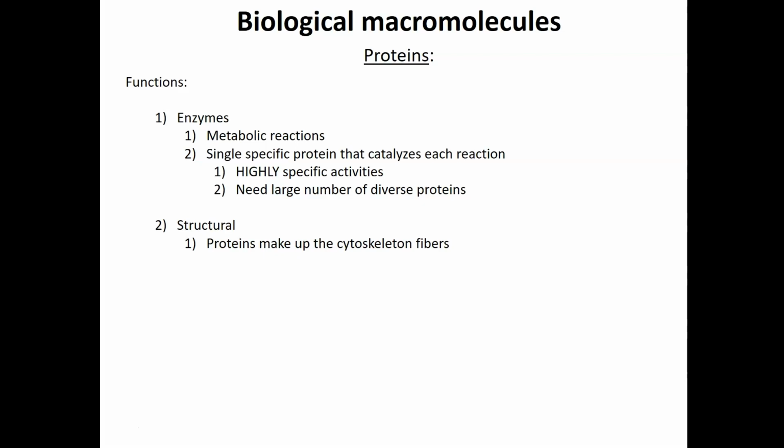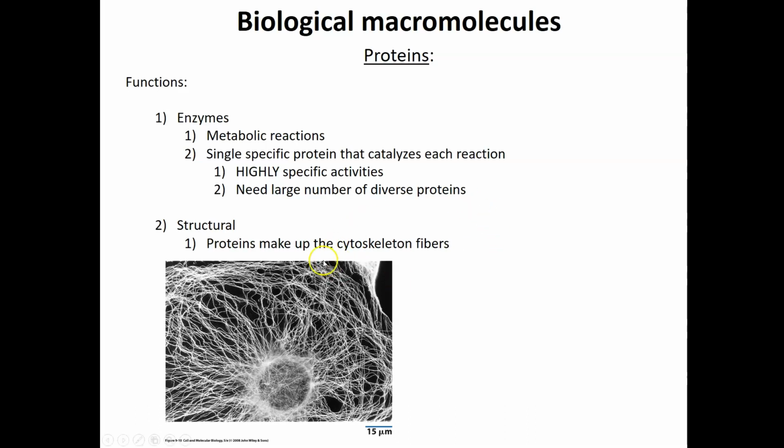A second key function of proteins is the role that they play in the structure of the cell itself. So proteins can make up the cytoskeleton. So think about breaking down this word. Cyto means cell, and skeleton, you're familiar with that word. So this is literally the skeleton of the cell itself. So here we've got the nucleus, and this would be the cell membrane. And now you can see all of these different fibers. We're going to talk about the cytoskeleton in the coming weeks.